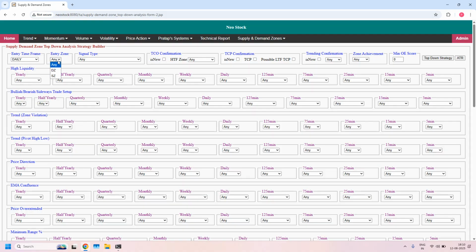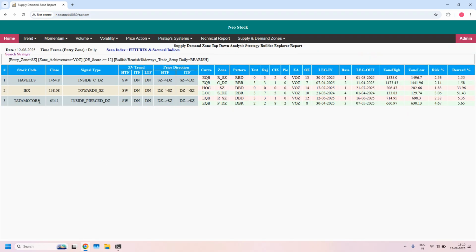So entry time frame daily, entry zone should be supply zone, and also bullish or bearish at daily. I am selecting bearish. Zone achievement violated opposing zone. Minimum odd and enhancer score 12. Let's filter. We got only 3 stocks. In all the 3, these daily supply zones are supporting a bearish trade setup for monthly income trade. Entry time frame zones are these daily supply zones. Out of these 3 daily supply zones, how many are having more high probability to get success?